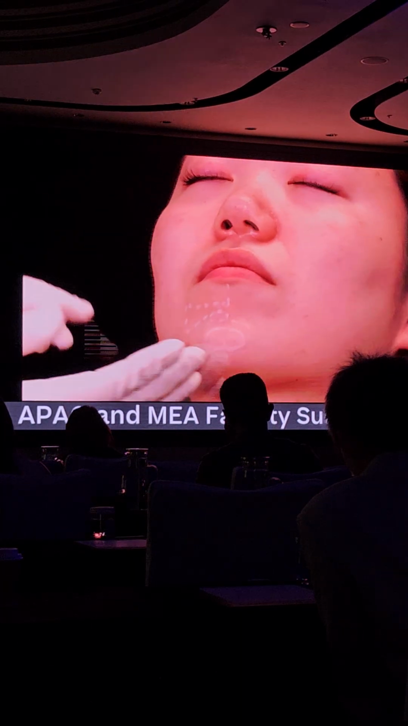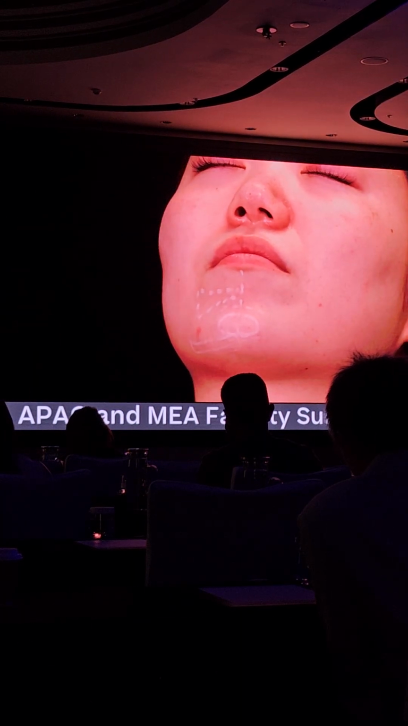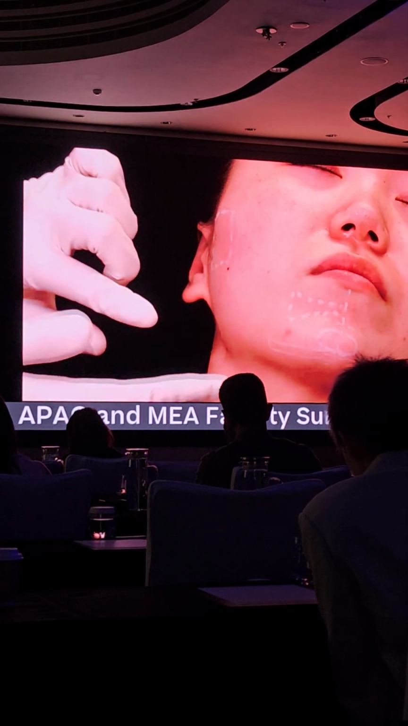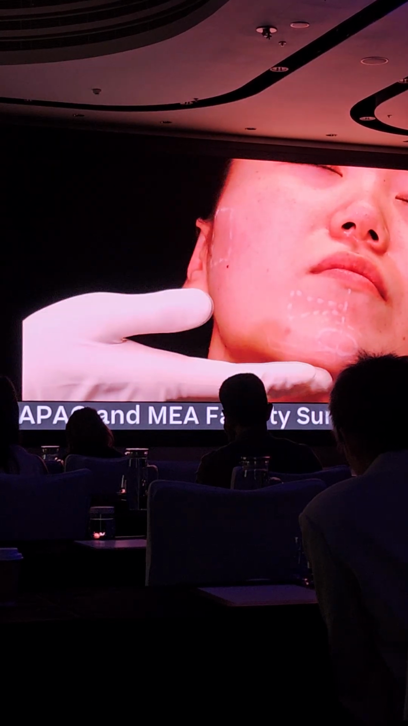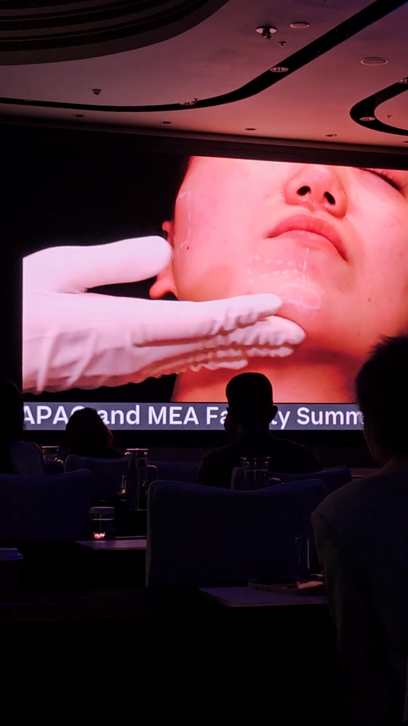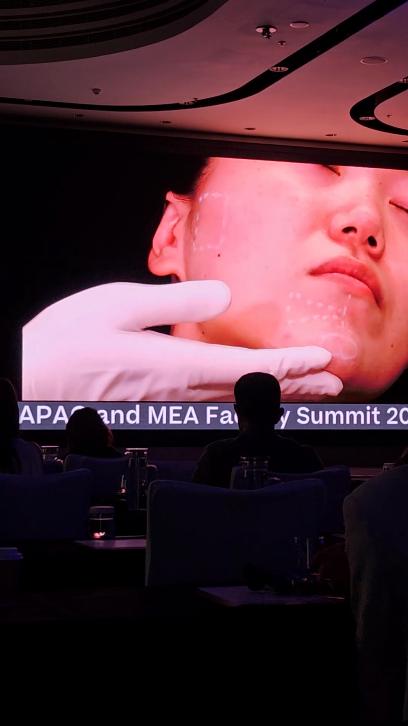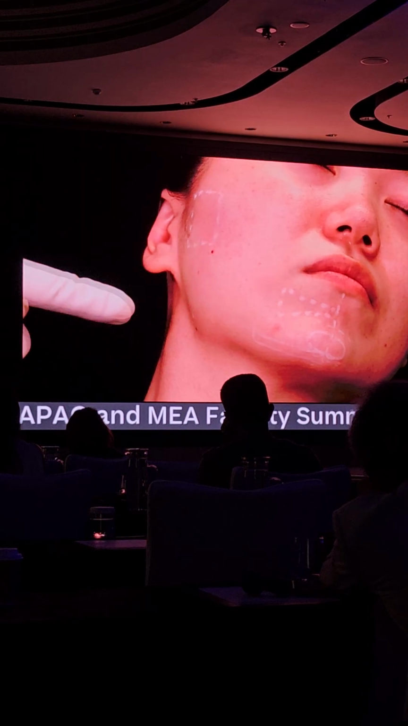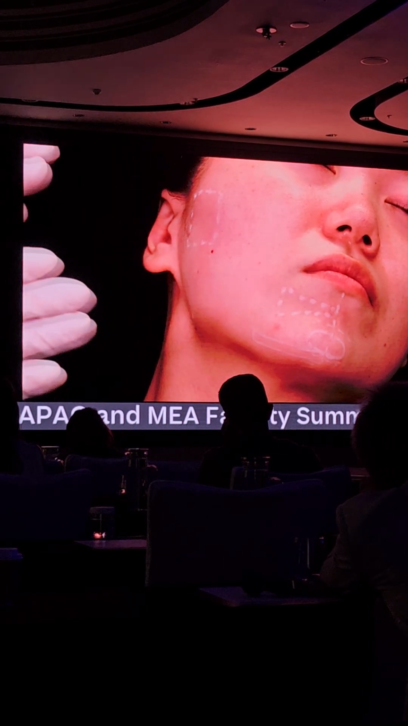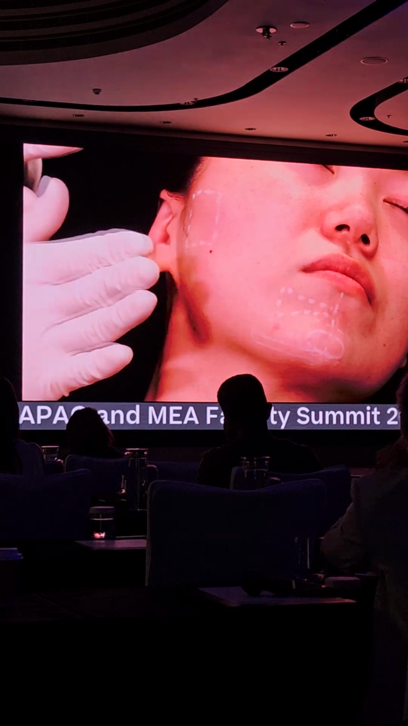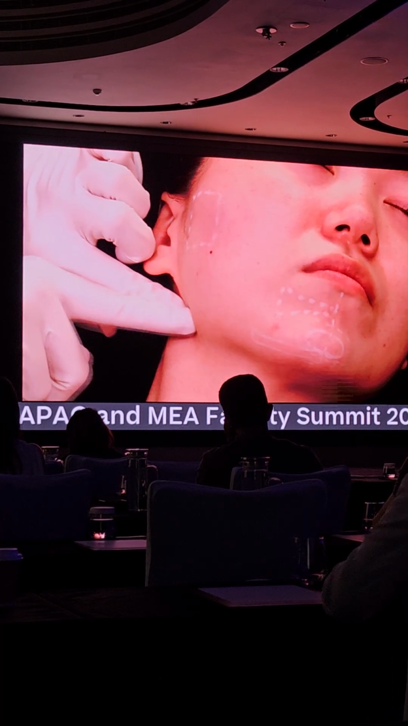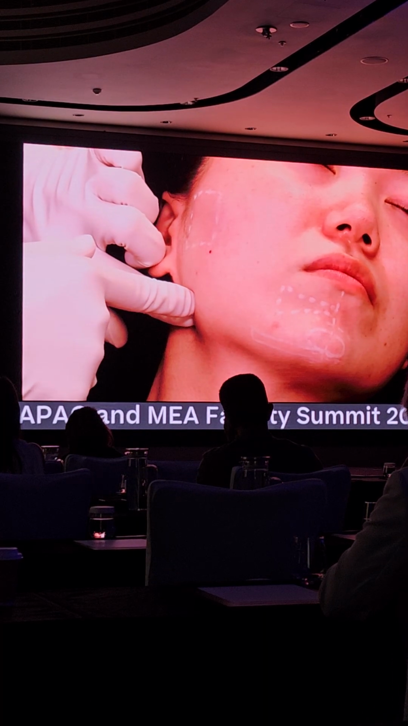Next, we're gonna move on to the mandible angle. When we inject here, the patient needs to face up and turn to the side in order to detect the mandible angle and to inject more easily. And to avoid widening the face, I inject from behind the mandible angle, not from the side.